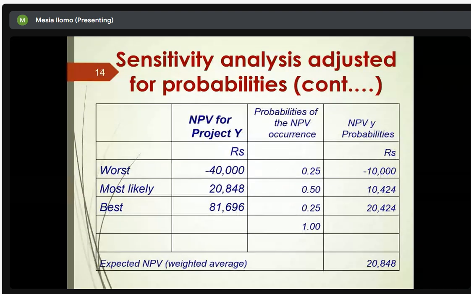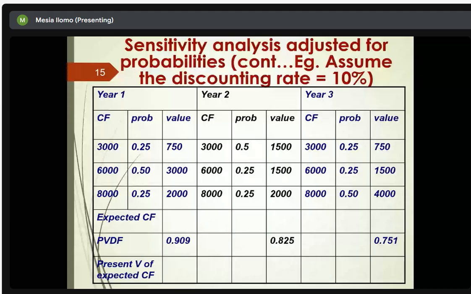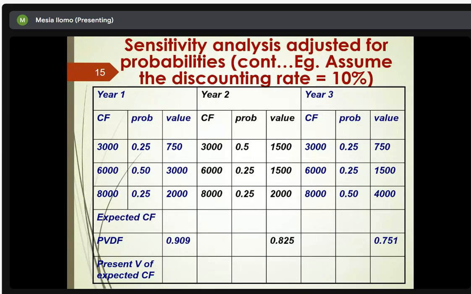But in our example now, the probabilities are different for different years. Do you see that? So that being the case, you need to adjust the probabilities from the cash flows, not the NPVs. For example, if I take just the first case, you take the 3,000 and multiply by 0.25. Are you getting 750?